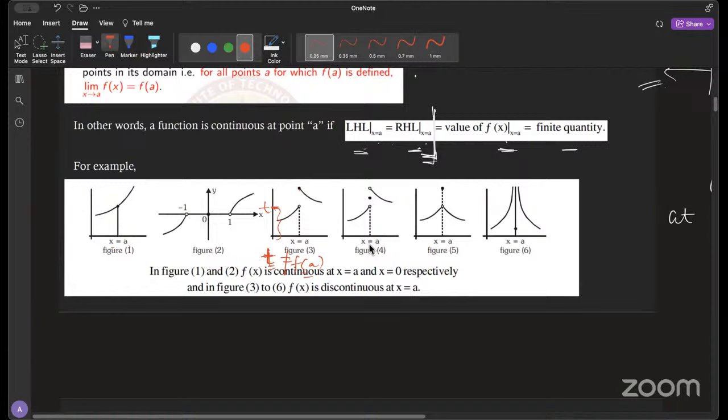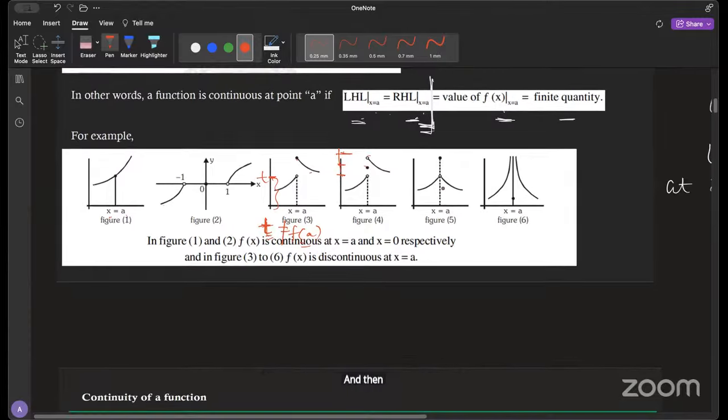And coming to this one, now this is your left-hand limit, this would be your right-hand limit, and your function's value is entirely different. It's this. So in this case, you're getting all 3 different. Here you got 2 same and 1 was different.